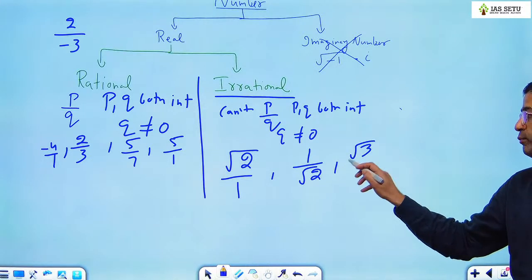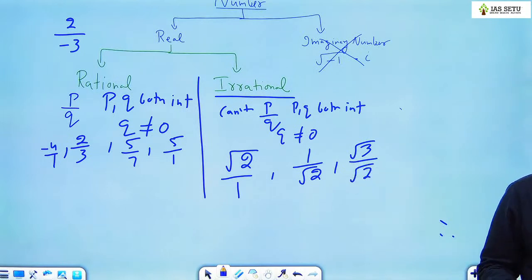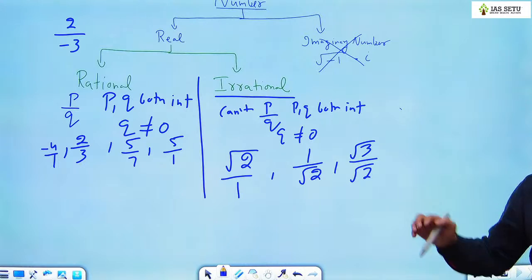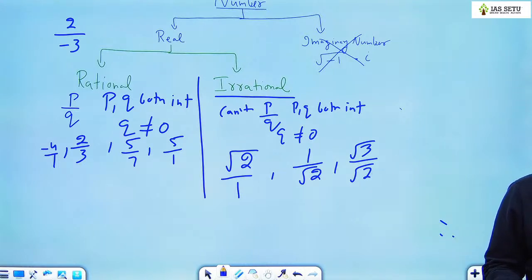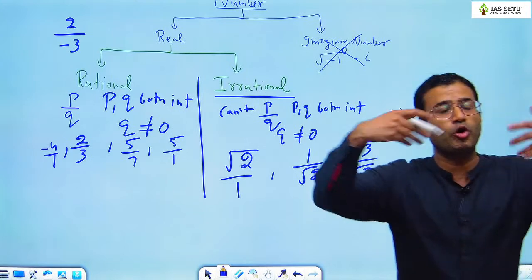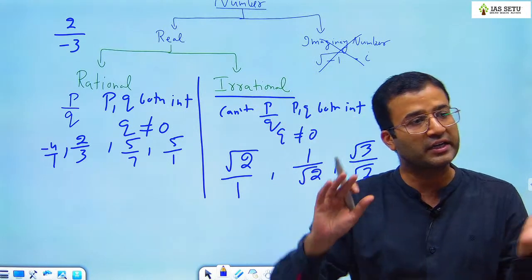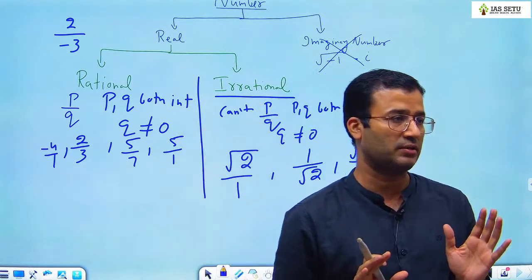Under root 3 upon under root 2. It has to be irrational. दोनों ही integer नहीं है. For rational, both has to be integer. If numerator is other than integer, or denominator is other than integer, or both are other than integer, then it comes under the category of irrational number.